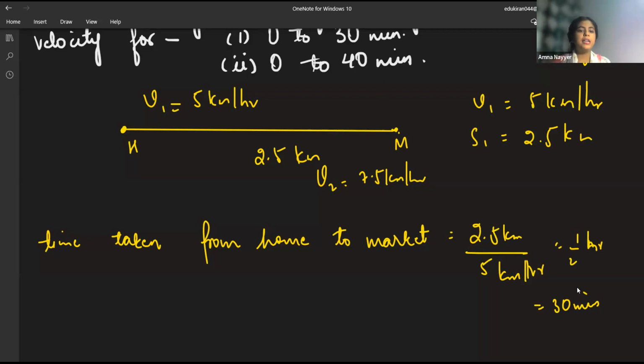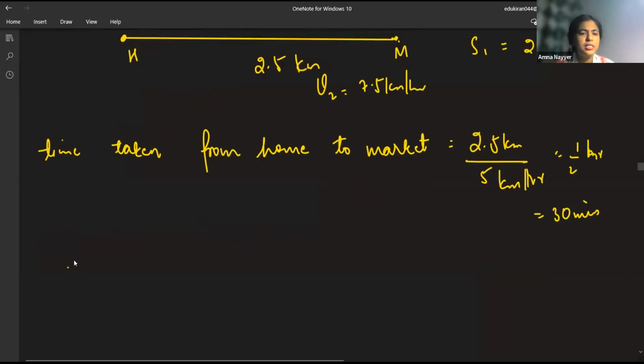So average speed and average distance you have to find out from home to market. Clear? Now see, for average speed, what have we studied? Total distance by total time, right? So in a straight line, home to market, distance and displacement both are same. Separation between initial and final position is also 2.5 kilometers and the total path covered is also 2.5 kilometers. So first will come same.